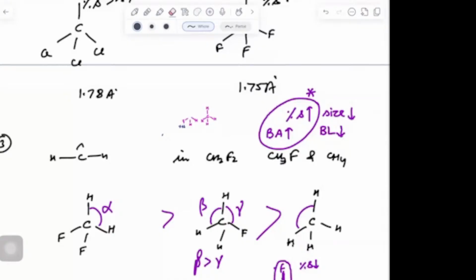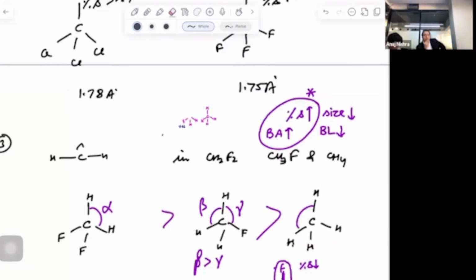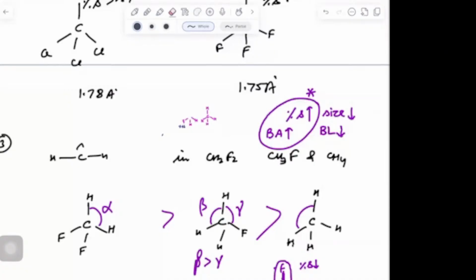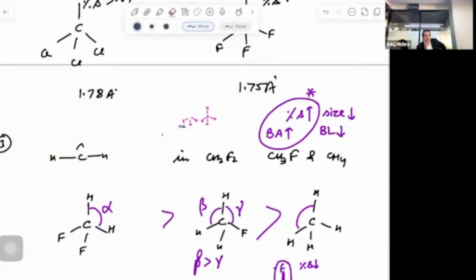Because fluorine is more electronegative than hydrogen. And in CH4, all of them are the same, so it forms a tetrahedral structure. So just tell me about CH2F2 versus CH3F. How will you explain?